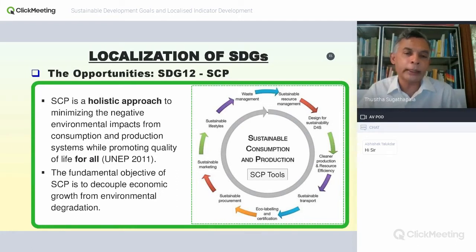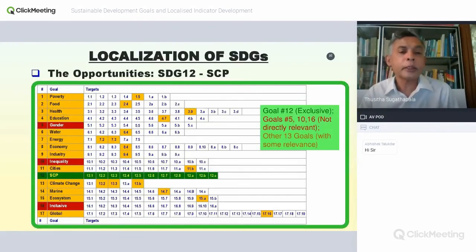Both climate action and SCP are supposed to be weaker in implementation for the first 4 years. So therefore, there's an urgency as well as importance of addressing these two issues. And these two areas, SDG 13 and 12, are both interlinked to the others, which makes this a very complex task. Maybe that's why there's not much development too. So this is an important aspect, SCP, and also climate action.